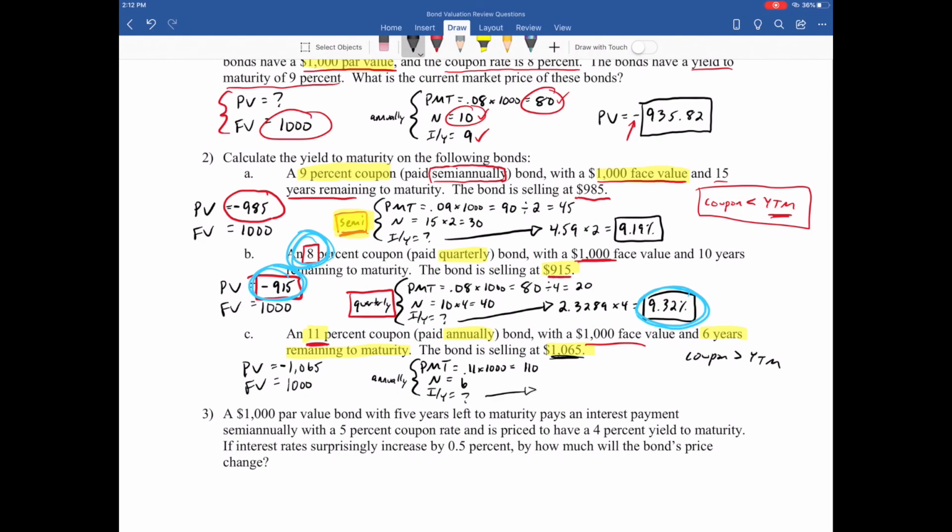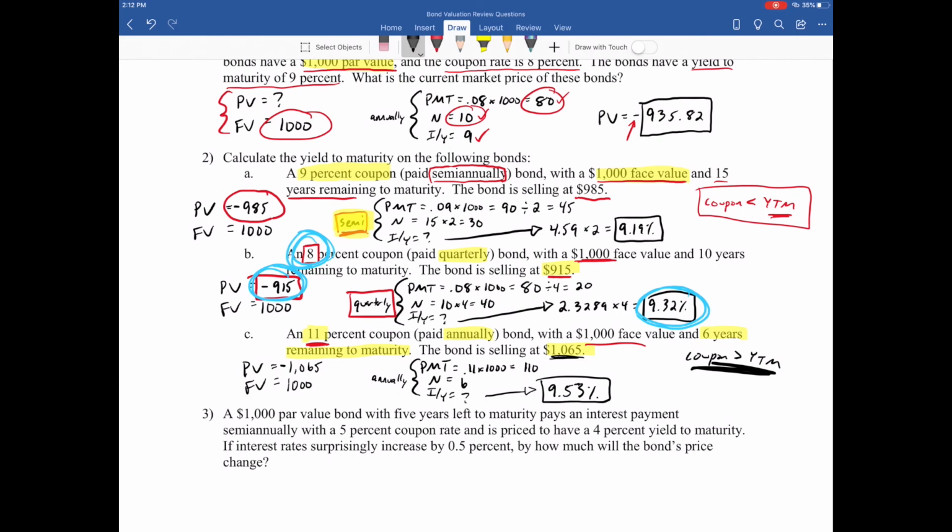So now when I solve for the IY here, since it is a premium bond selling for greater than $1,000, we do expect this yield to maturity to be less than 11%. When I solve for the IY here, I do get a value of 9.53%, which is indeed less than the 11%, just like we identified before we started the problem as to what type of answer we should receive here. So that is calculating for the yield to maturity.